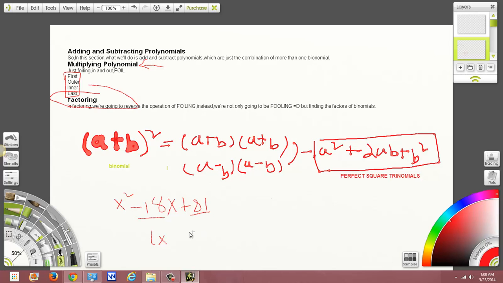And x times x is x squared, so we're going to put that x first. Now, 9 times 9 is 81. And we know that minus 9 times minus 9 is also 81, and minus 9 plus minus 9 is minus 18. So it ends up that this is our answer. And this is called the difference of a perfect square.